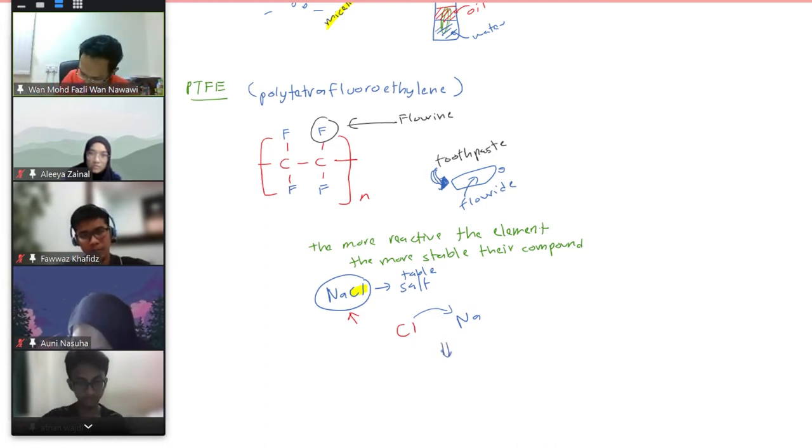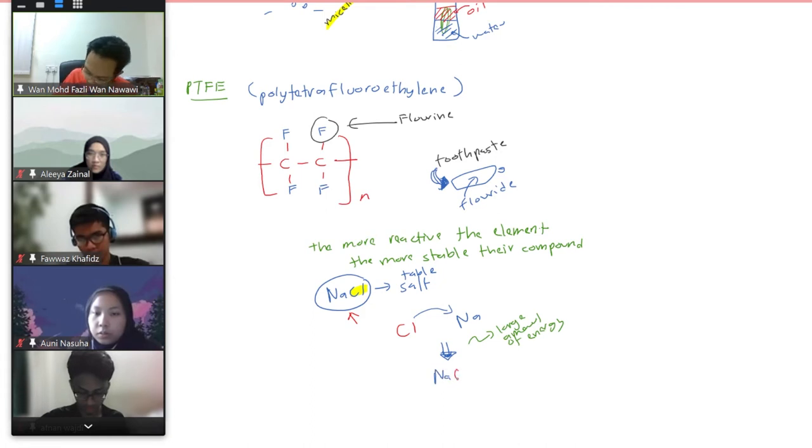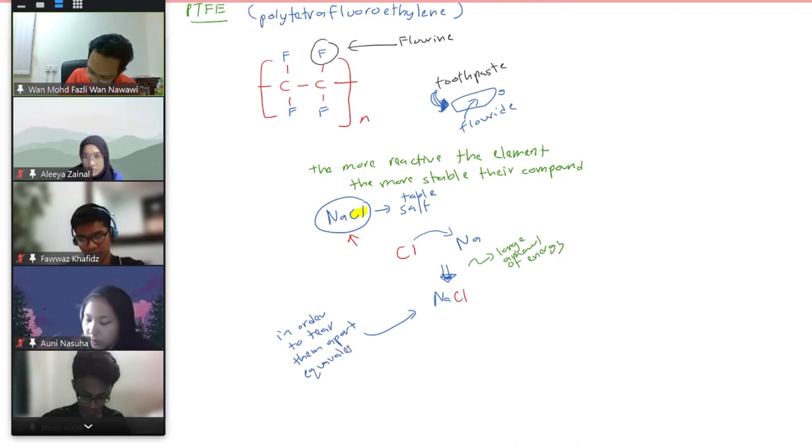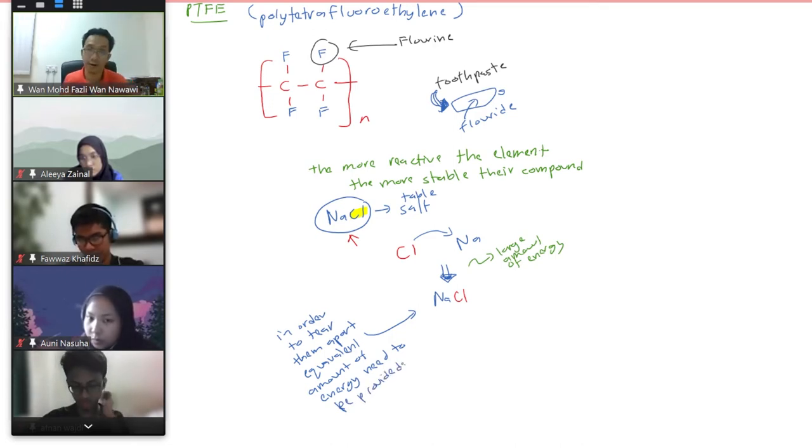Because here you already released a large amount of energy to get the NaCl, and in order to tear them apart, an equivalent amount of energy needs to be provided. That's why the table salt, sodium chloride, is a salt, garam. If you want to break them apart using heat, which is energy, you need a very high temperature to break them.